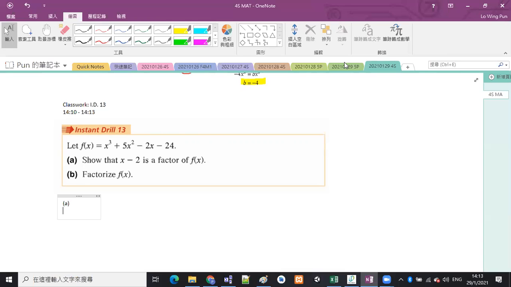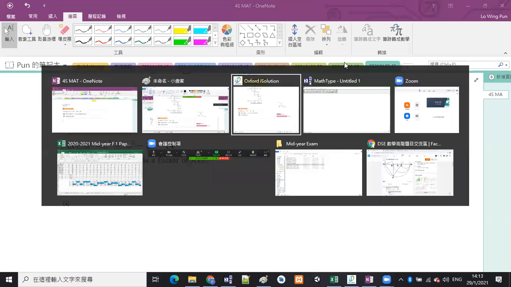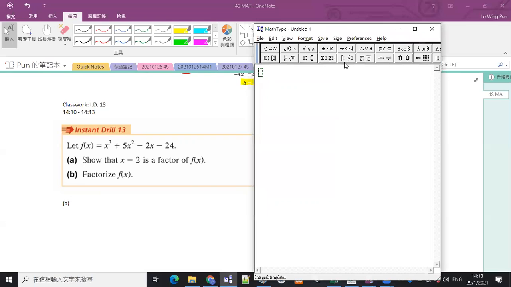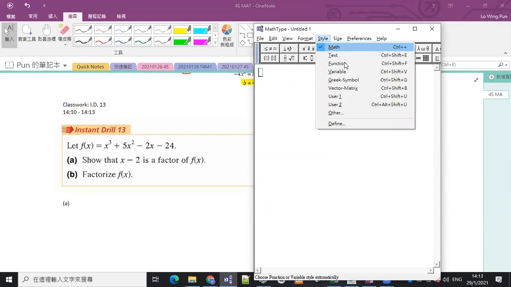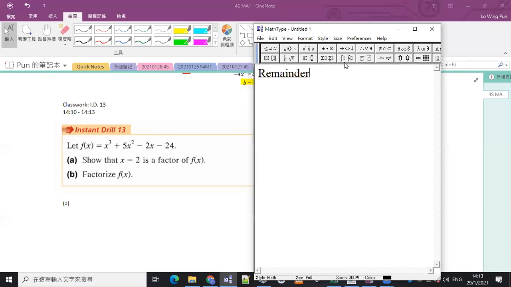Okay, let's check the answers. Part A, show that x minus 2 is a factor of f(x). So that is typical, right? We need to show that the remainder when f(x) is divided by x minus 2 is equal to 0. Okay, so just calculate the remainder.